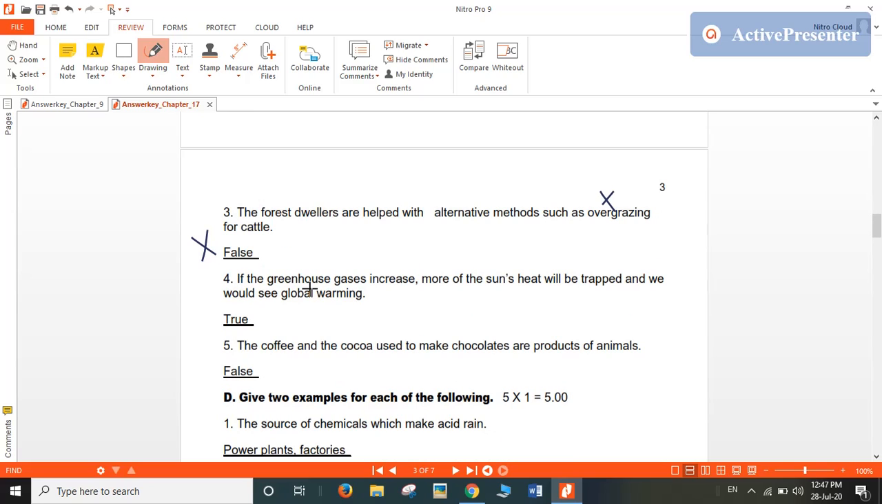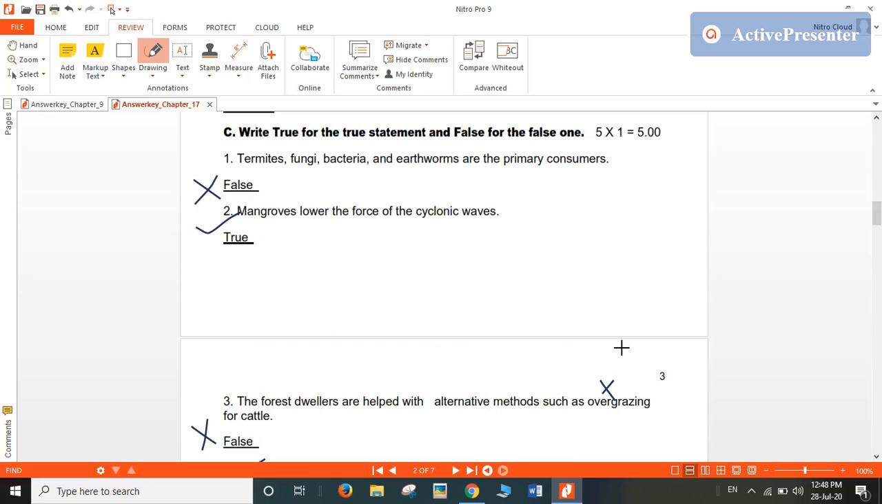Next, if the greenhouse gases increase, more of the sun's heat will be trapped and we would see global warming. So this statement is true, because if greenhouse gases increase, the overall temperature of the Earth would increase by the sun's heat. Then, coffee and cocoa used to make chocolates are products of animals. No, this statement is false. So these are the answers of true and false.